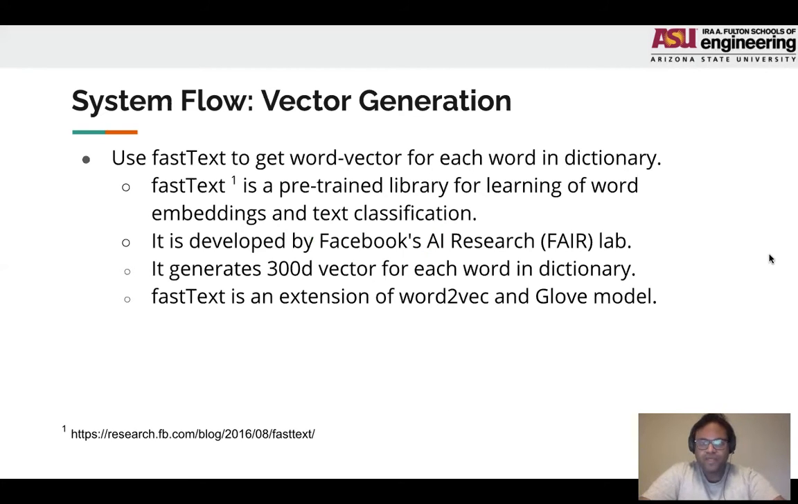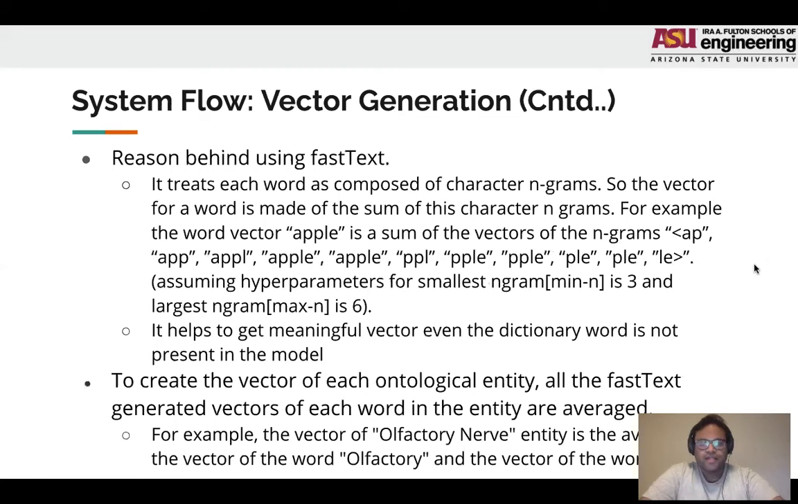FastText is a pre-trained library, and it is developed by Facebook's AI Research Lab. By default, it generates a 300 dimension vector for each word, for each entity from the source and the target ontologies. The main reason behind using FastText is that we are working on the anatomy dataset, so most of the words are not generally used in day-to-day English words.